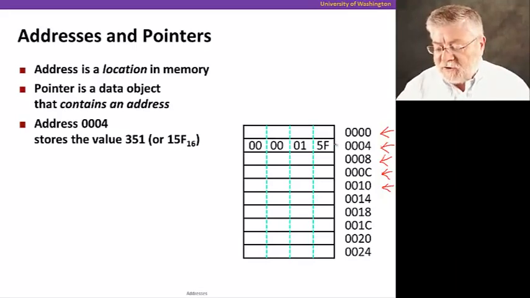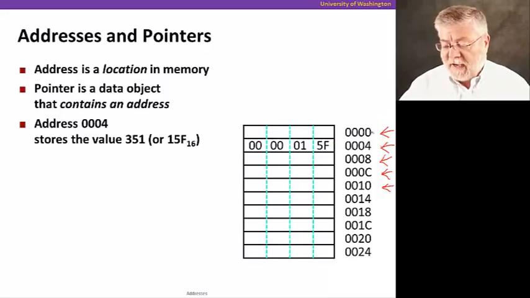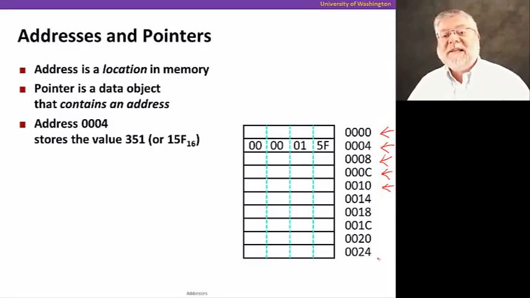In this particular case, I've shown you the detail of one word that happens to have the value 0001015F in hexadecimal. That corresponds to the decimal number 351. Now, an address is a location in memory, as we've said. So we have these different addresses here from 00 hex down to 24 hex for all these various locations in memory. A pointer, unlike an address, is a data object that contains an address.